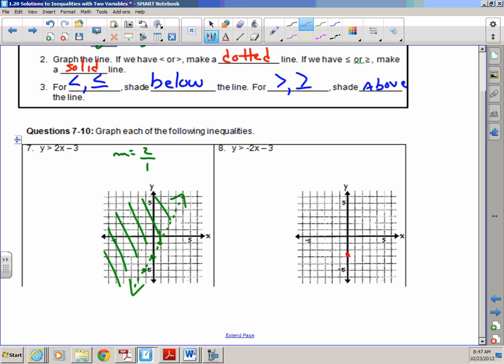Second one, same y-intercept. However, the slope is -2 over 1, so I'm going in the opposite direction. Still a dotted line. It's greater than, so I'm shading above. Okay. Going on to the next.